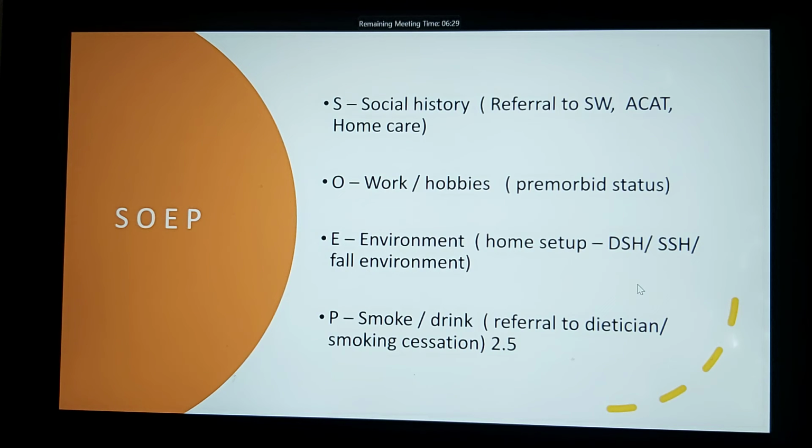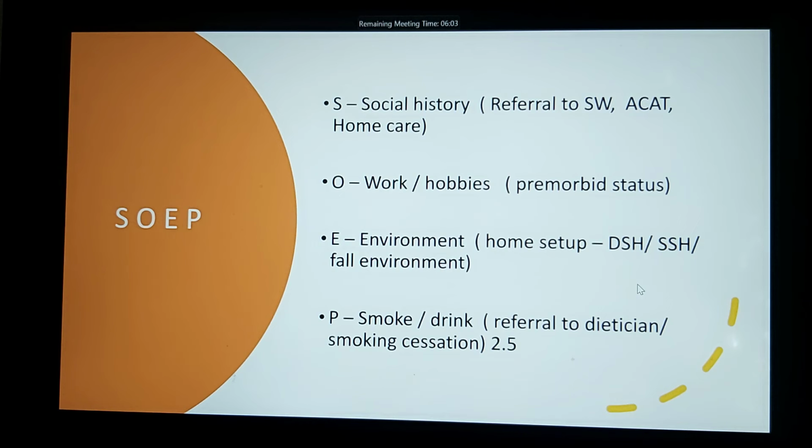Right, and then I have another mnemonic to remember, SOEP, and this is to remember just around the person itself: the social history, occupational history, environment history, and personal history. Social history, it's important to ask, because then you know whether you need to refer to a social worker, or maybe an ACAT assessment, or maybe refer to home care services.